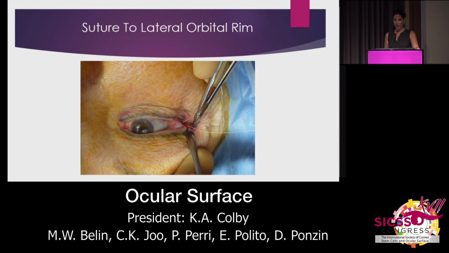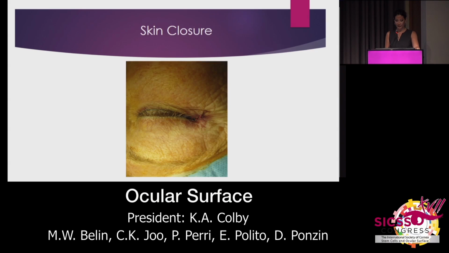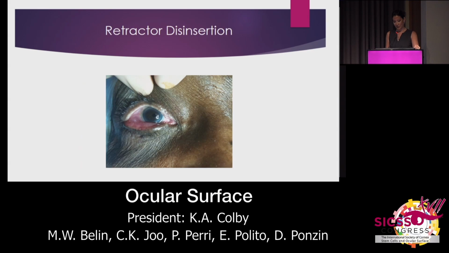Then I throw that through the periosteum inside the lateral orbital rim. If you throw it through the top of the lateral orbital rim, then you're going to have distraction of the lid from the globe. So you actually need to go inside the orbital rim and march it up. And then I suture the skin closed.